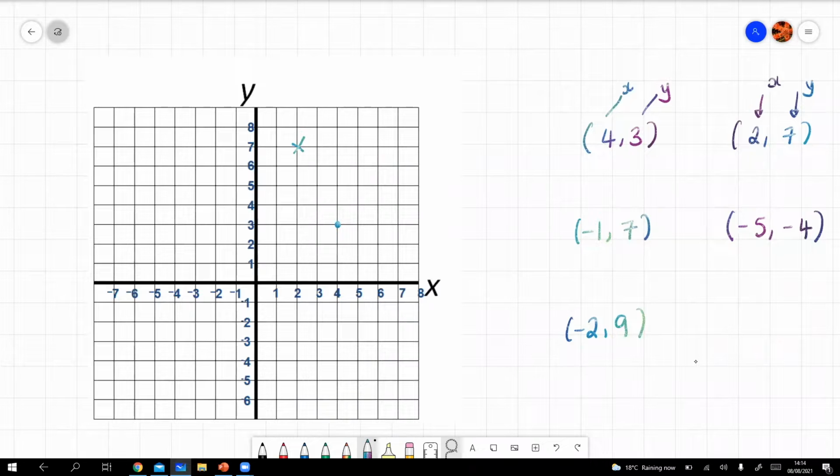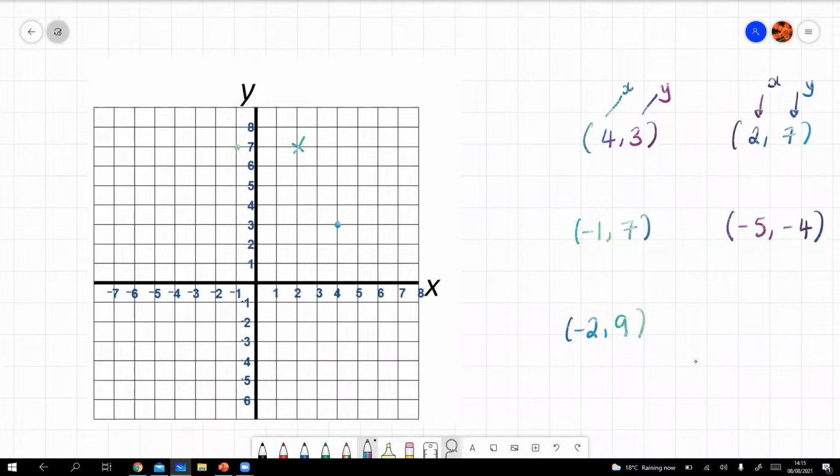The first two, which were 4, 3 and 2, 7, were both positive. Now we've got a negative in here. We've got -1, 7. So again, we're still on the X-axis, but we go to the number -1, and then you go 7, which is positive 7. So again, a dot or a cross, whatever suits you best.